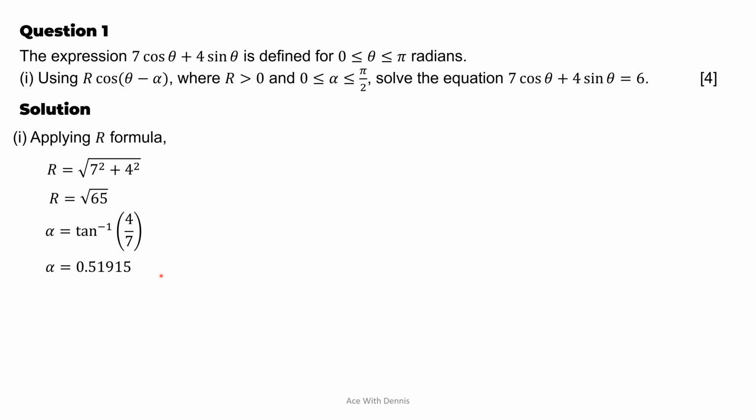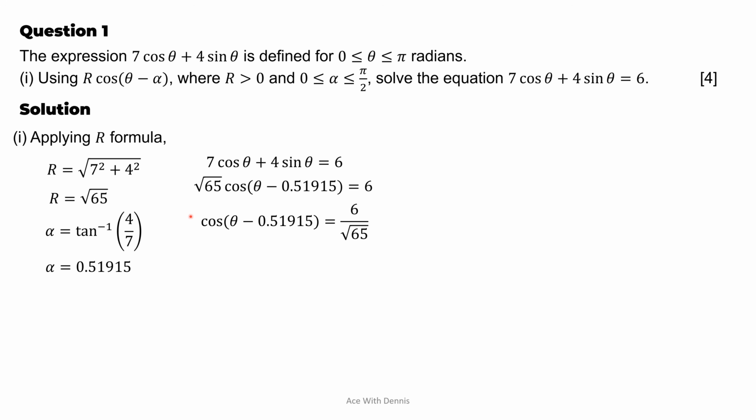0.51915 radians. So the angle must be in radians because from the question they give us the range of the angles in radians, same as this alpha. Okay, then we can now convert this equation into the r formula. 7 cosine theta plus 4 sine theta equal to 6, and the r formula becomes square root of 65 cosine theta minus 0.51915 equals to 6. We convert the equation into our formula so that we can solve this equation easily.